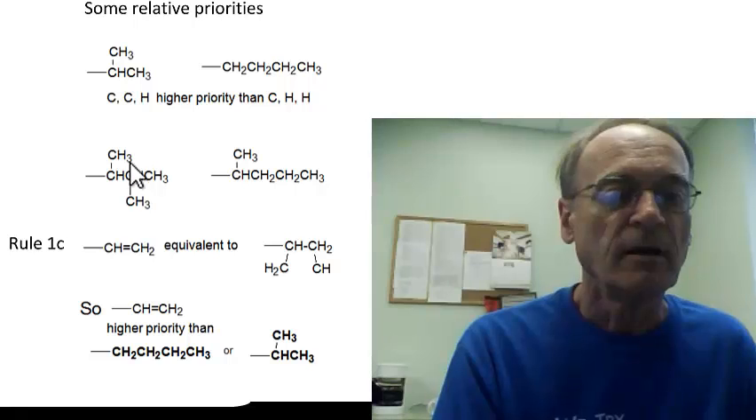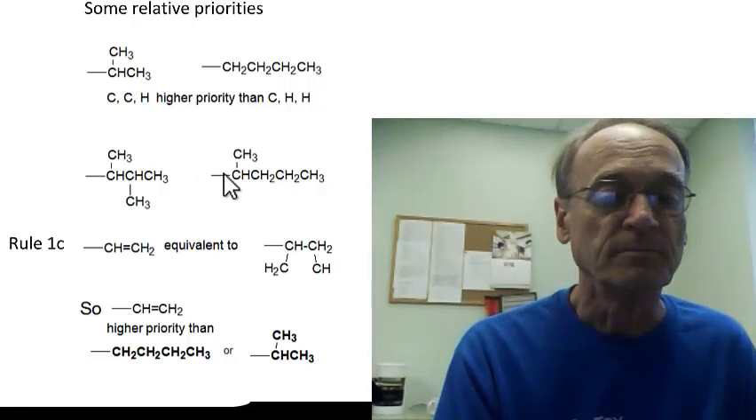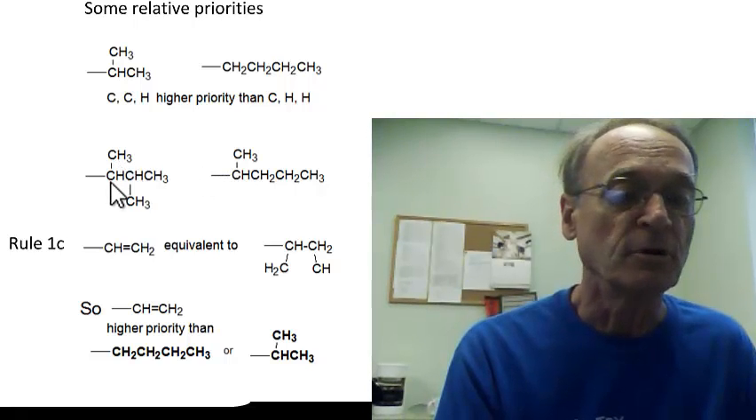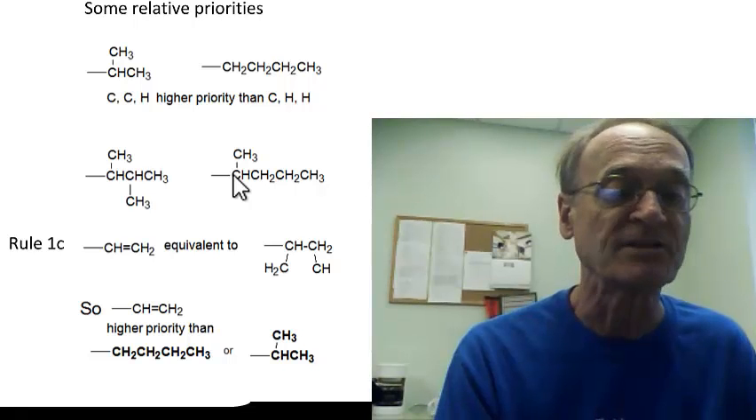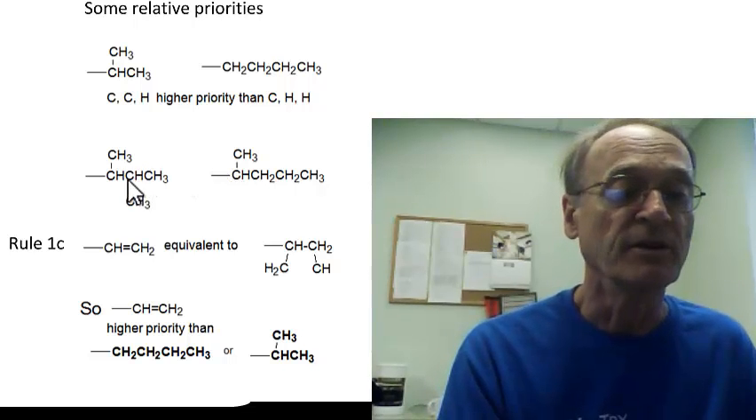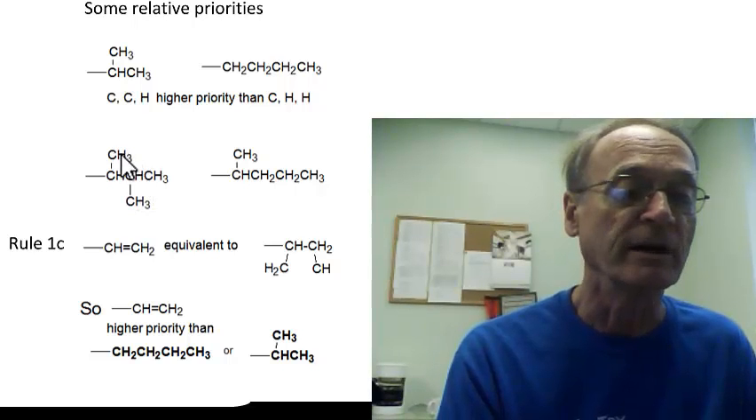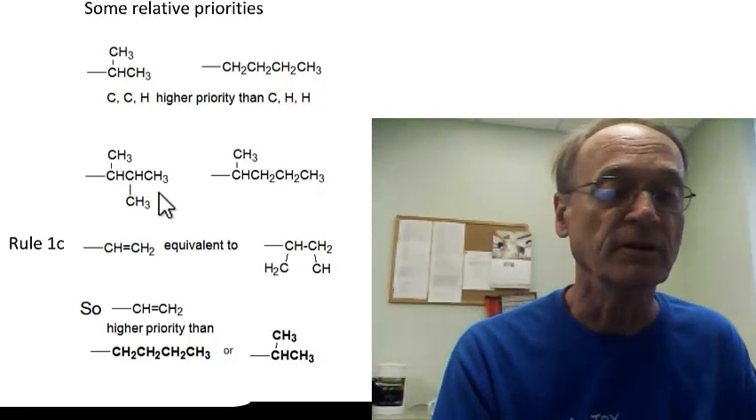So the first atom in both cases is carbon. This carbon has 2 carbons and a hydrogen on it. This carbon also has 2 carbons and a hydrogen on it. So what do you do then? Well, then you look at the next heaviest carbon atom. This carbon has 2 carbons and a hydrogen. This carbon only has 3 hydrogens. So this one is heavier, so to speak, higher priority than this one is.